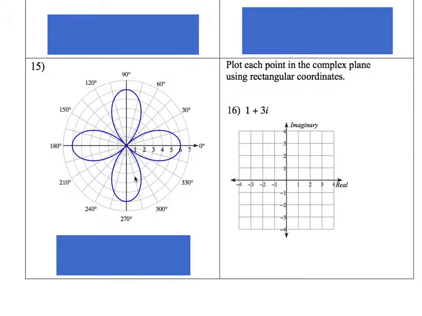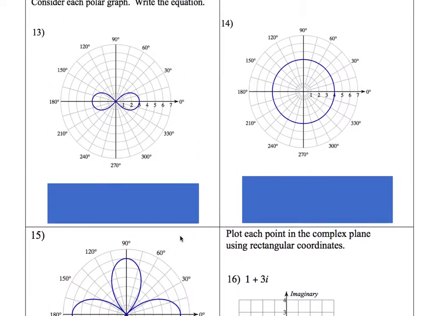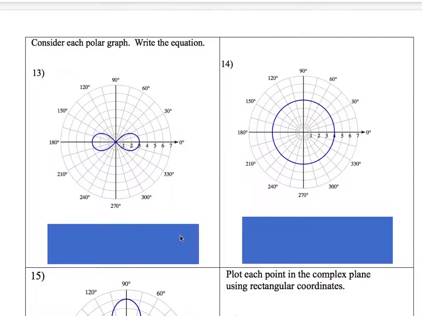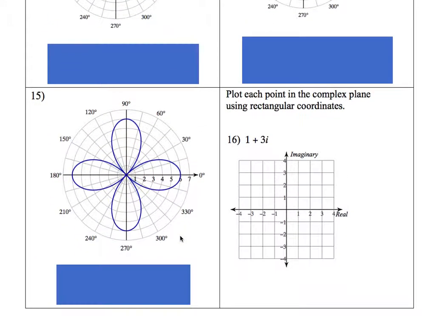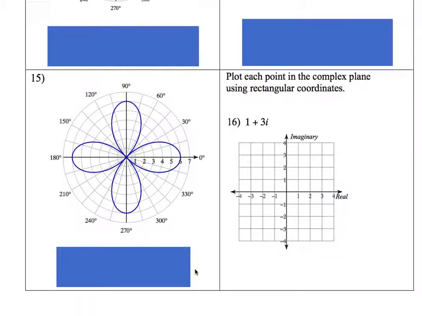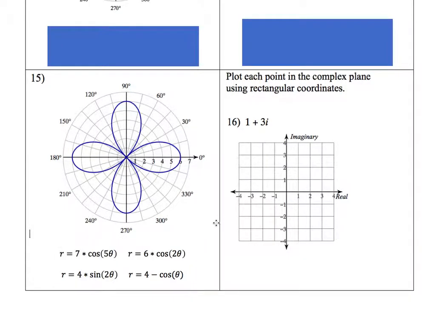All right, number 15, I think the instructions for these are: consider each polar graph, write the equation. On this, it is multiple choice. So you'll have options here, and hopefully you'll be able to figure this out without having to actually graph it. The biggest thing is checking out what the radius is. So on here, your radius is 6. So which one of those problems do you think has a radius of 6? And it would be this one.